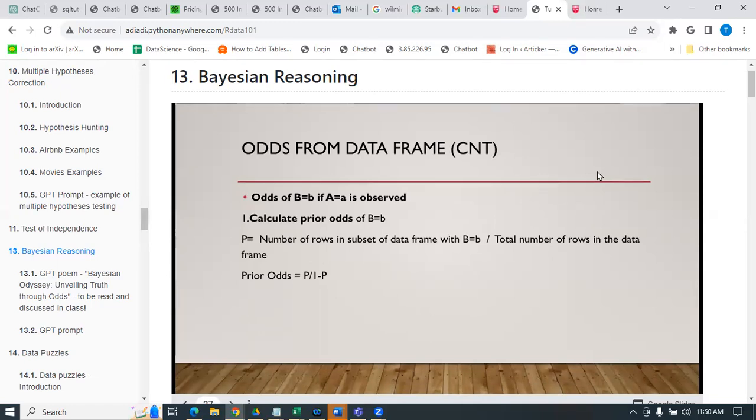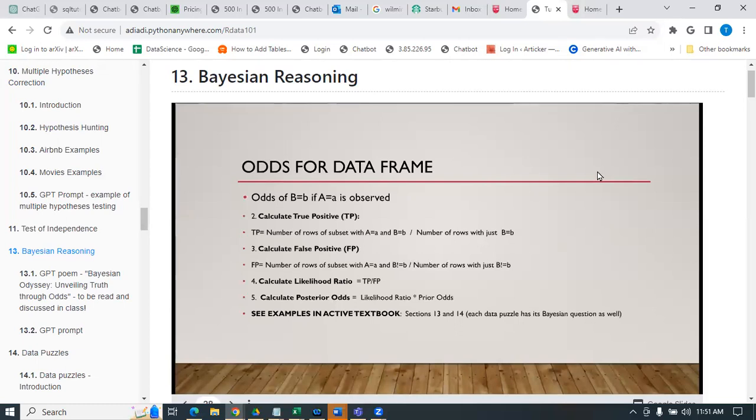So how do we go about it? In my snippets in sections 13 and 14, you can see a bunch of steps, which we go over. We first calculate the prior odds, we calculate true positive, we calculate false positive, we calculate the likelihood ratio, and then we calculate posterior odds. So let's go to odds of B equal to b if A equal to a is observed. First we calculate the prior odds. That's the number of rows in a subset of the data frame with B equal to b divided by the total number of rows of the data frame. So we use the nrow function, and that's the first step if you look at any of my snippets in section 14.